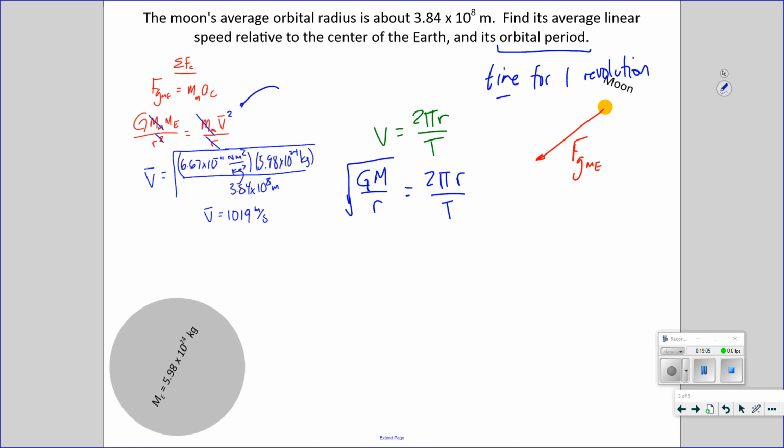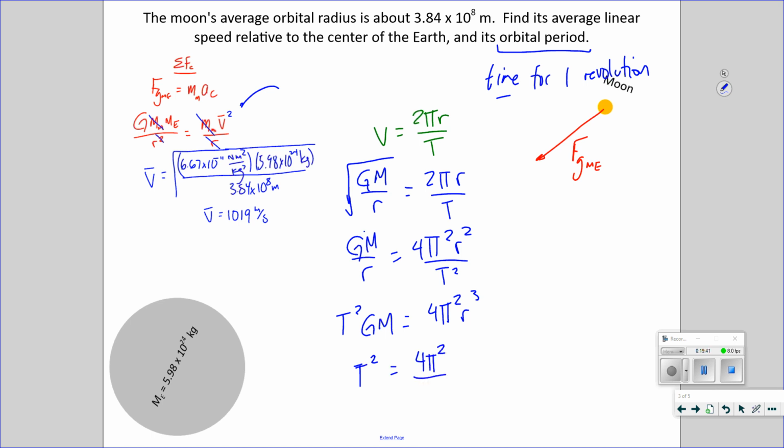Okay, the way that you'll see this done is like this. Let's square both sides because I say so. Gm over r is 4 pi squared r squared over T squared. And I'm going to get the T stuff by itself. I'm going to cross multiply. T squared Gm is 4 pi squared r cubed. Okay, so T squared is 4 pi squared over Gm, times r cubed.